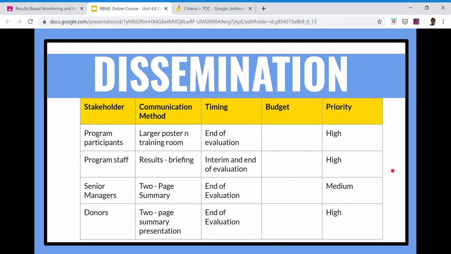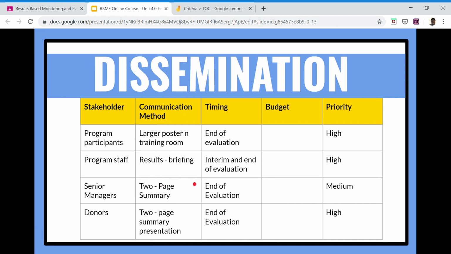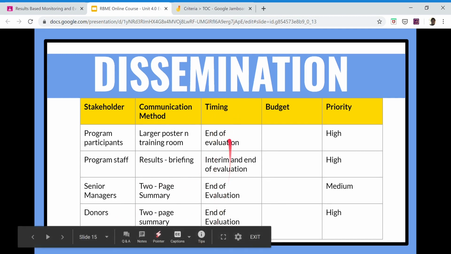Now, the dissemination, which is the communication plan. You need to have a communication plan. Think about those people that are supposed to take action from the report that you're writing. This is a sample when you have program participants, program staff, senior managers, and donors. Different things appeal to them. We're talking about a two-page summary for donors, a two-page summary for senior managers, and this timing means when you're supposed to engage them with the reports.